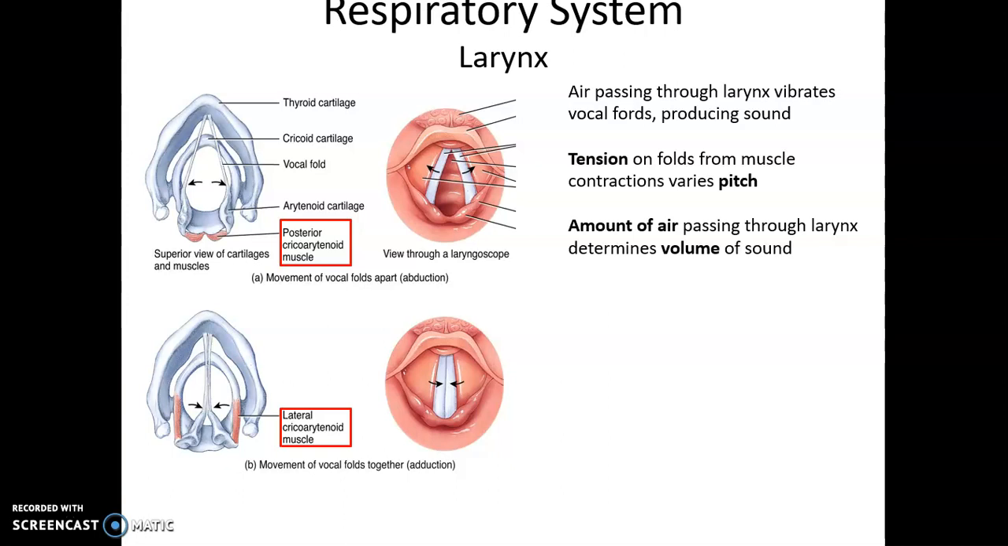And then the amount of air that passes through the larynx determines the volume of the sound. More air passing through means greater volume of the sound. That is it for this part of Chapter 23.